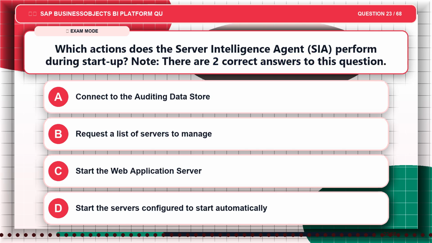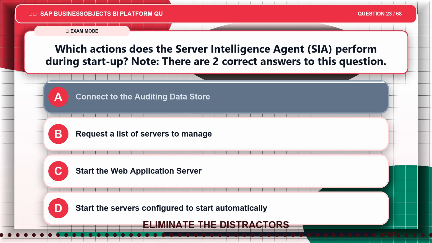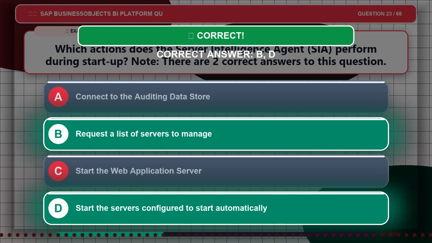Note, there are two correct answers to this question. Option A, connect to the auditing data store. Option B, request a list of servers to manage. Option C, start the web application server. Option D, start the servers configured to start automatically. The correct answers are options B and D. Request a list of servers to manage. Start the servers configured to start automatically.